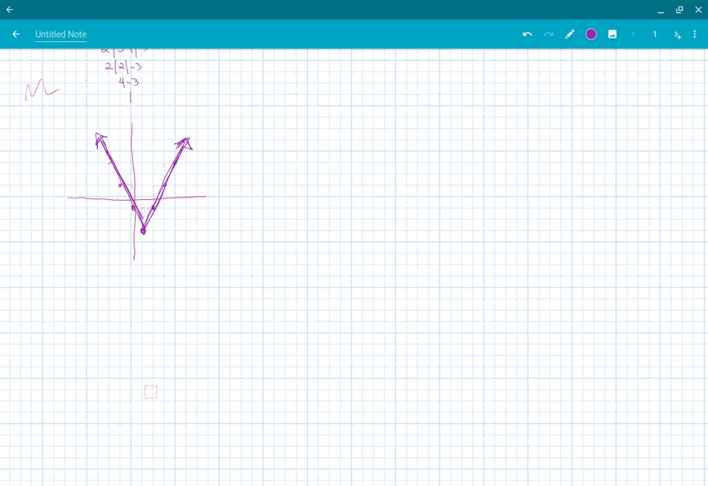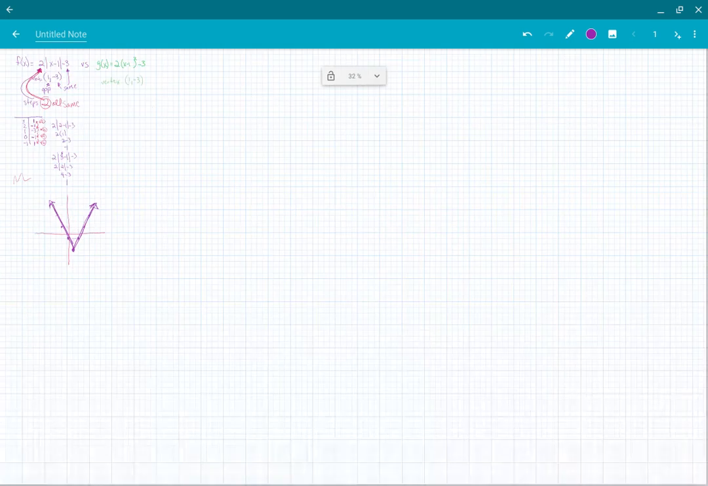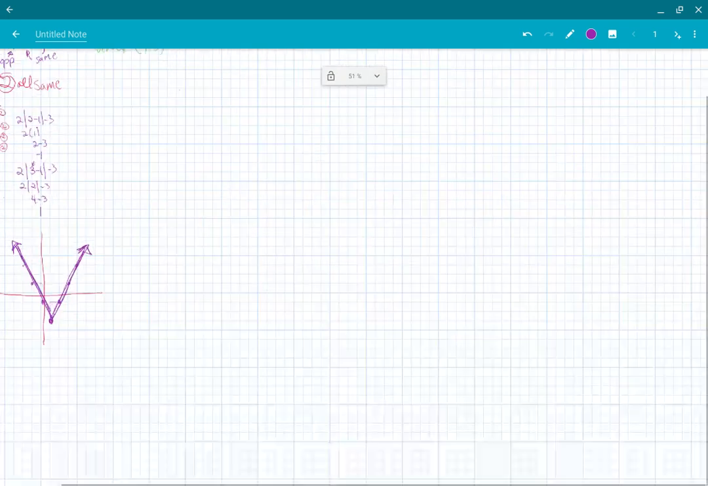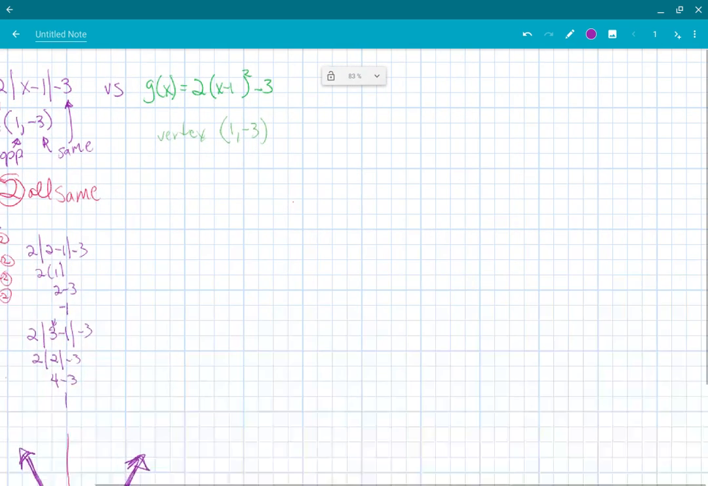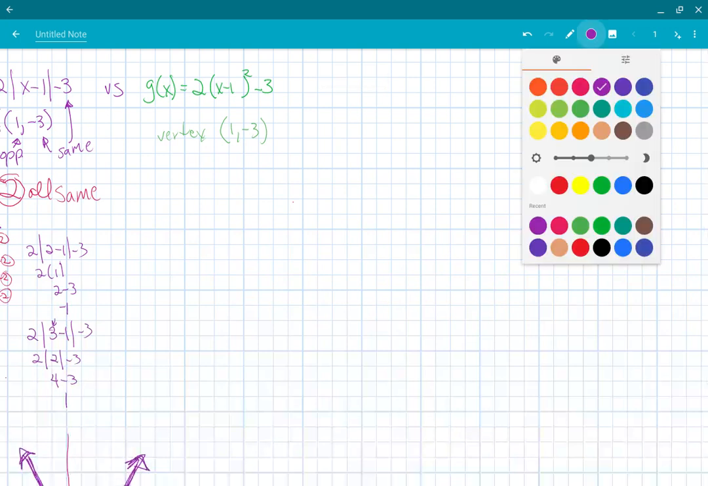All right, the quadratic. Okay. Where's my quadratic? Here it is, green. All right, so the vertex is also the same.